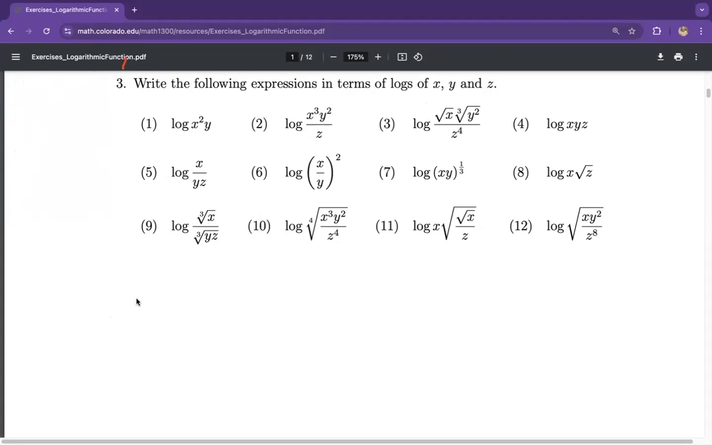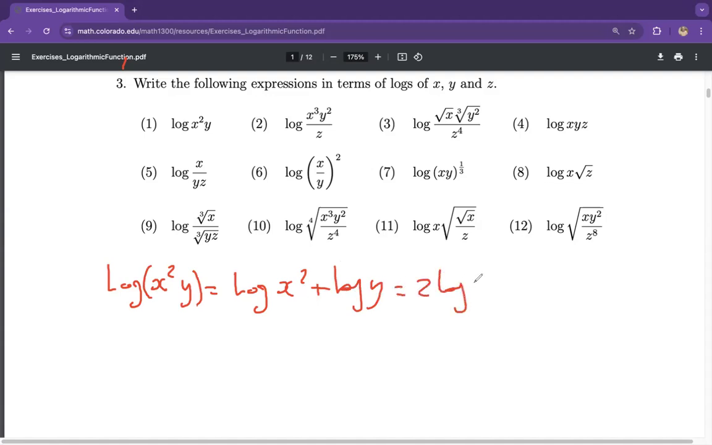So write the following expressions in terms of log x, y, and z. Log x squared y, we could change that to log x squared plus log y, because these two things are multiplied. Then this will become 2 log x plus log y. So they want you to write it like this. They don't want you to leave the 2 on top. The 2, you bring it down using the power rule for logs.